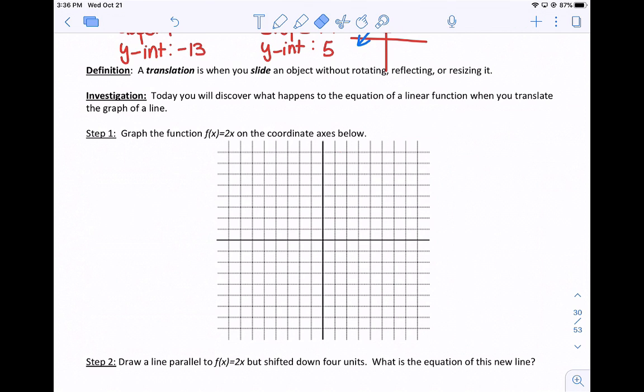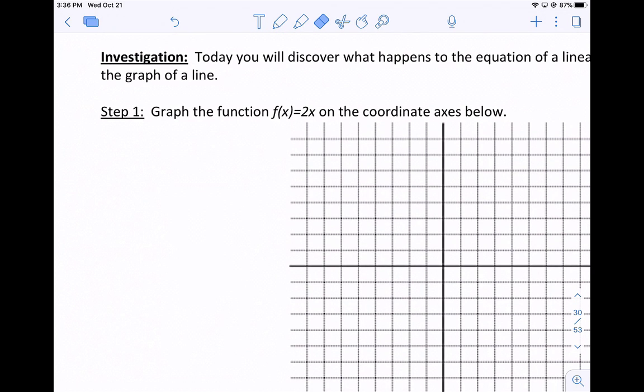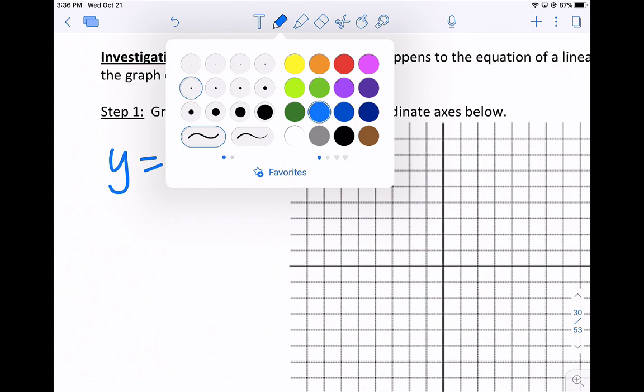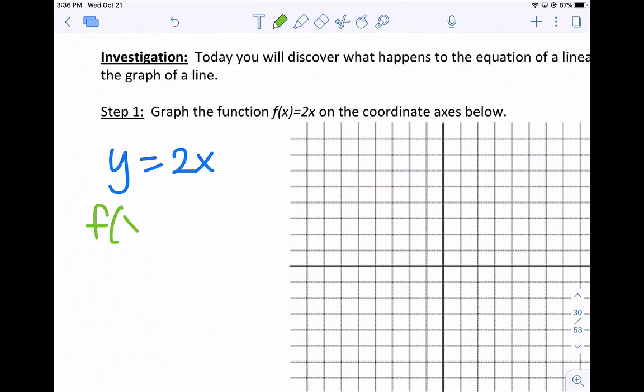So we're going to start with this parent function. Today, the parent function, or the original function, will be f of x equals 2x. So if you recall when we learned about functions, if we have y equals 2x, but it's a function, we can write it as f of x equals 2x, and that's in function notation. It just tells us that this equation is in fact a function.